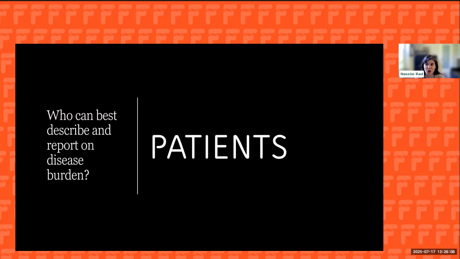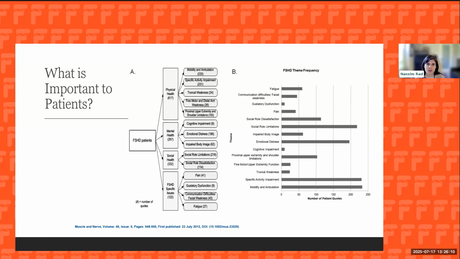So what we've learned is the best person who can describe their disease burden is you, the patients. And so looking at a study that was done taking about 1,000 individualized quotes from patients with FSHD, we realized that there are a lot of different symptoms that lead to poor quality of life, and different areas that we can be impactful on as rehab physicians.